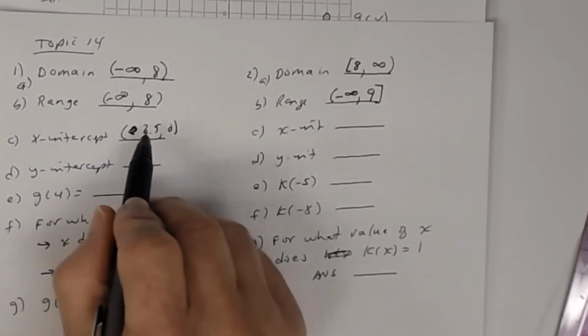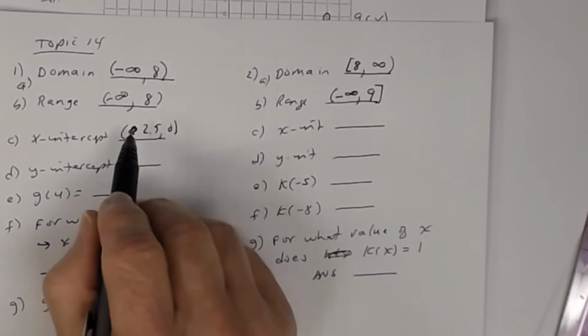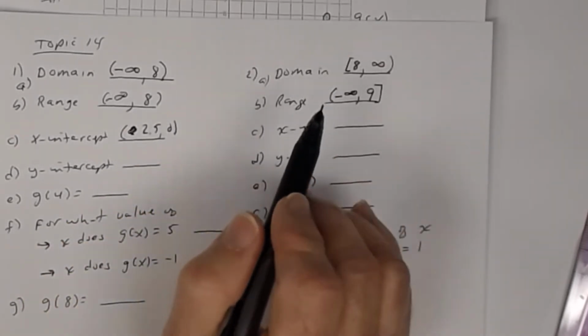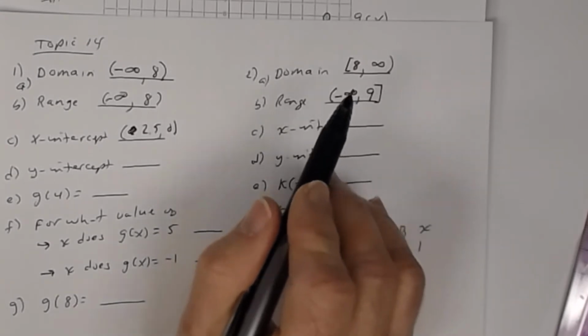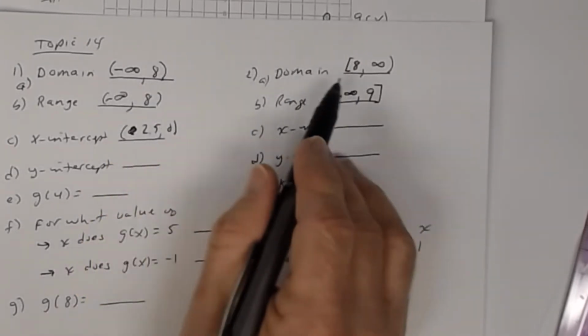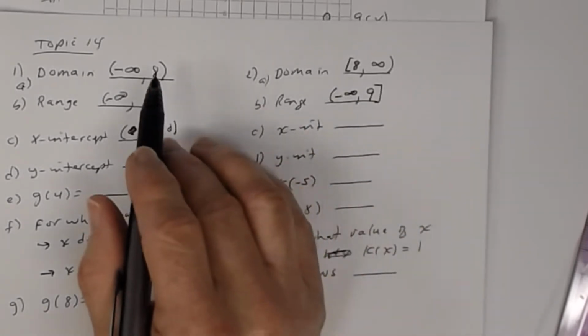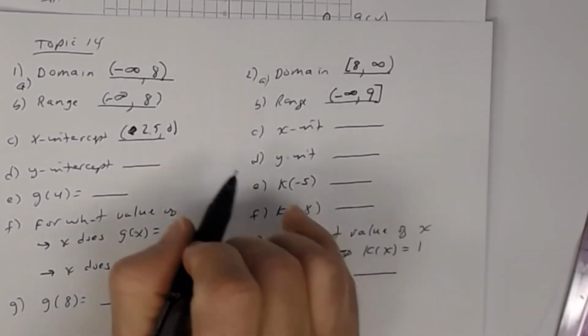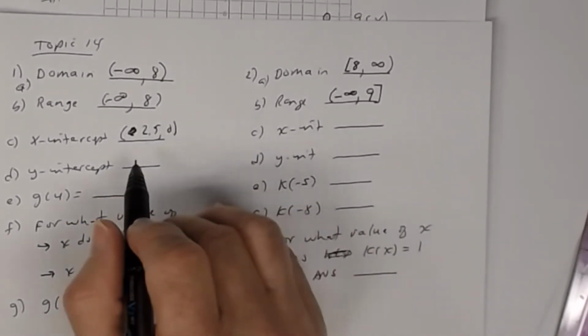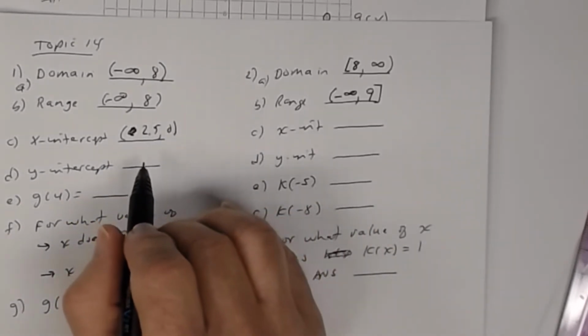Now, don't let all of these brackets and parentheses throw you off. Whenever you're dealing with intercepts, remember, you always write an ordered pair with parentheses. The only time right now that you're going to worry about brackets is if you're dealing with domain and range. All this other stuff with ordered pairs, it's always parentheses because you're looking at a point.